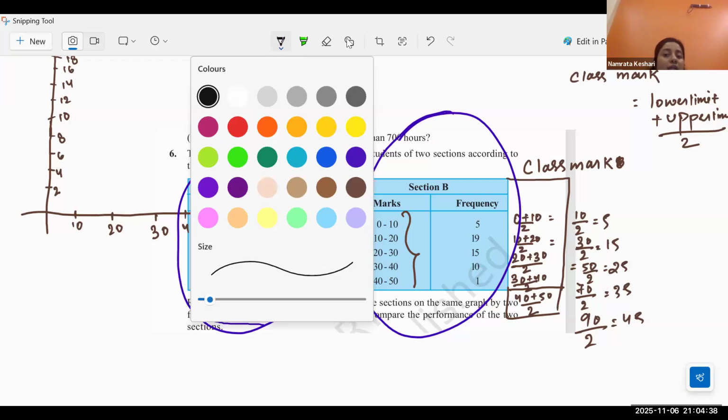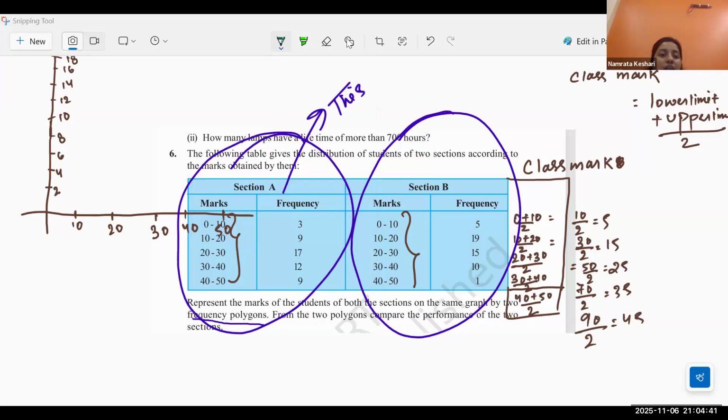For section A, you have to take the class mark. The first class mark is 5 and the frequency is 3. So you have to locate 5 from this class interval, and the frequency is 3. That means you have to go up. This is the point whose coordinate is 5 comma 3. Making sense? Of course we will be taking class mark along the x-axis because our class intervals are along the x-axis, and we will be taking frequency along the y-axis because that's how we represent the data.